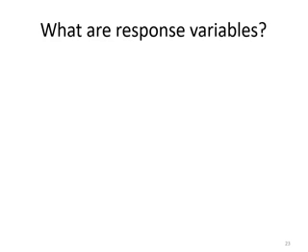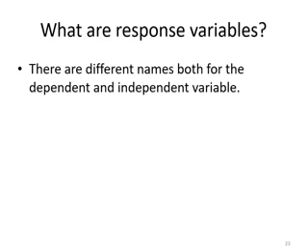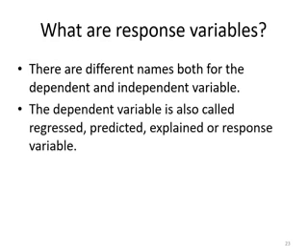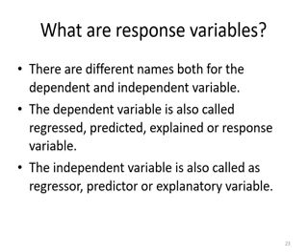Now what are response variables? Response variables are nothing but dependent variables. There are different names for dependent and independent variables. Dependent variable is the variable in which we are interested. For example, in the previous one, we were interested in the liver weight of the rat, and that's the reason why the liver weight of the rat was the dependent variable. And we have the corresponding independent variable. The dependent variables are also called the regressed variable, predicted variable, explained variable, or response variable. These are the different names of the dependent variable.